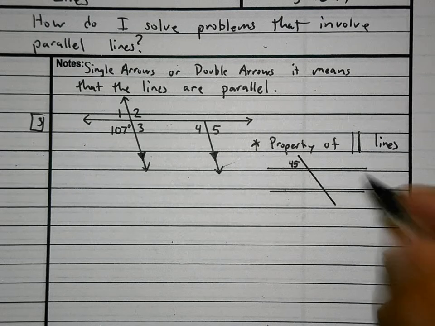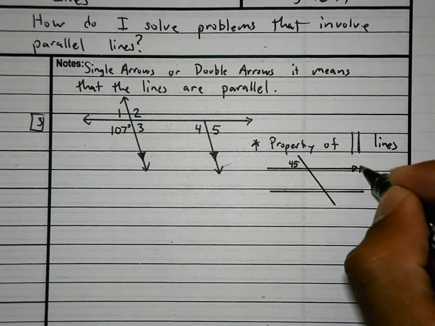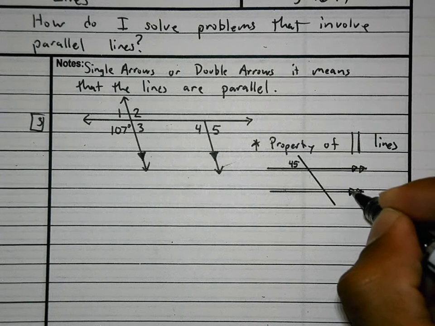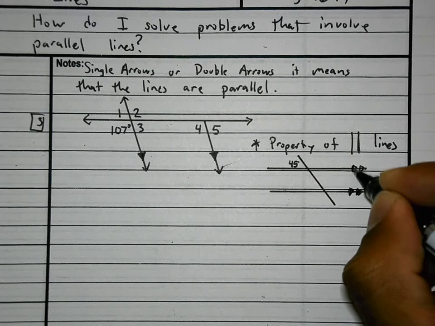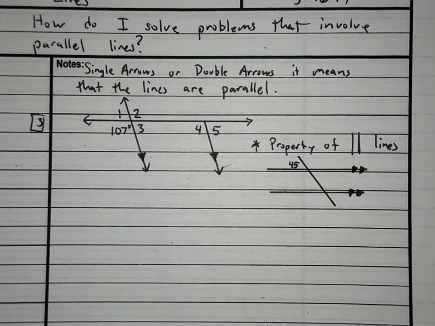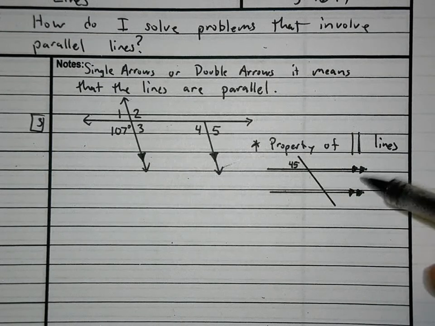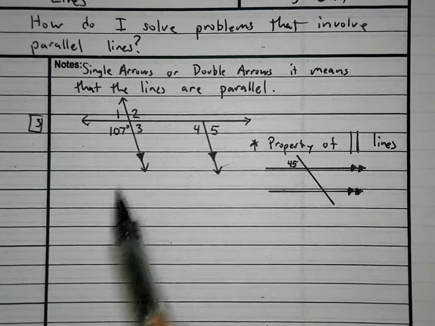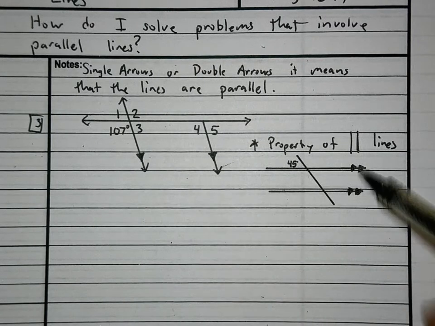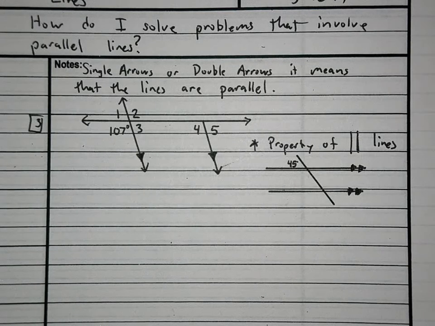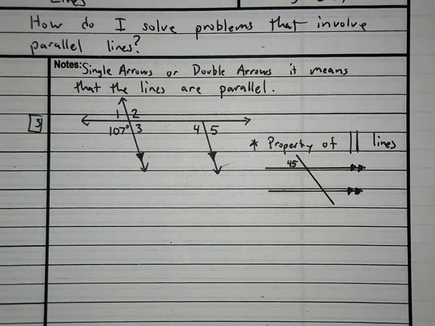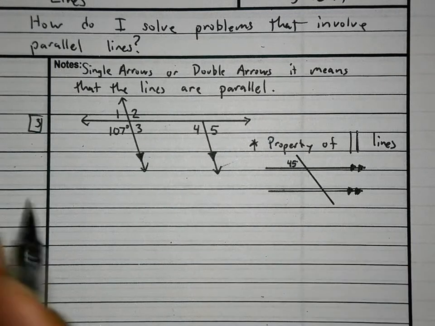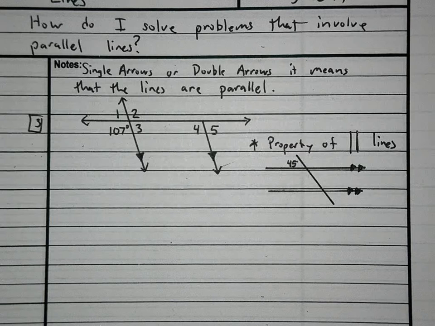and we know that these two lines here are parallel to each other. How do I know? Because there's double arrows and double arrows. Double arrows mean that this is parallel to the other one that has double arrows. Sometimes they're single, sometimes they're double. A lot of times they will use single and double when there are multiple lines that are parallel to each other. The singles are parallel to each other, the doubles are parallel to each other.